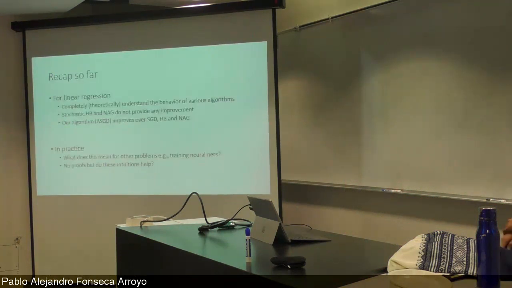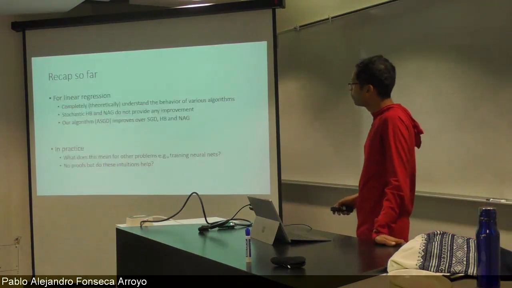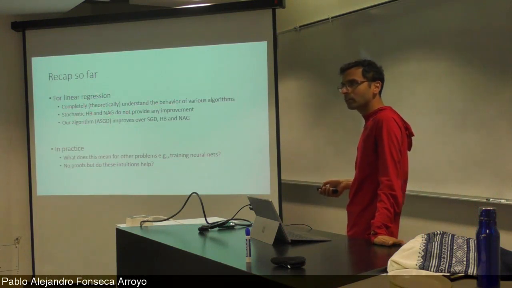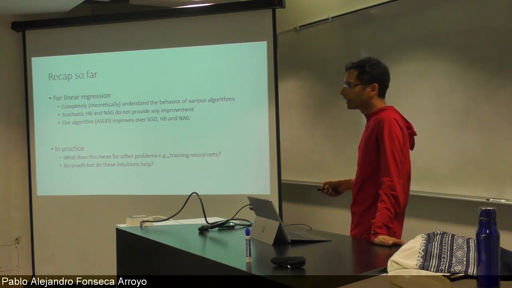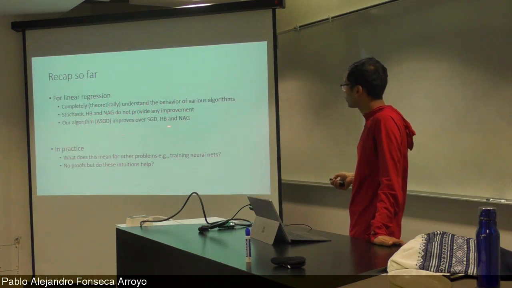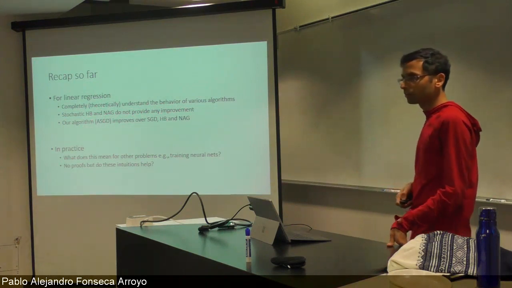Okay. So let me try to recap whatever we have seen so far. For linear regression, we have pretty much completely theoretically understood the behavior of various algorithms: stochastic gradient descent, heavy ball, Nesterov, and then accelerated stochastic gradient descent. And we showed that heavy ball and Nesterov don't really provide any improvement in the worst case setting, whereas ASGD does provide improvement over all of these other algorithms.